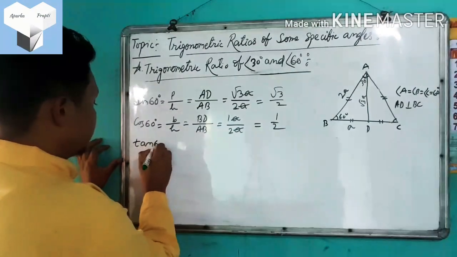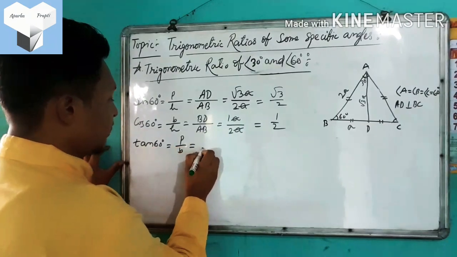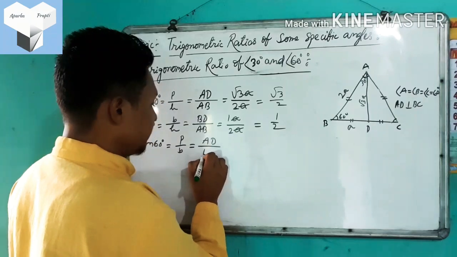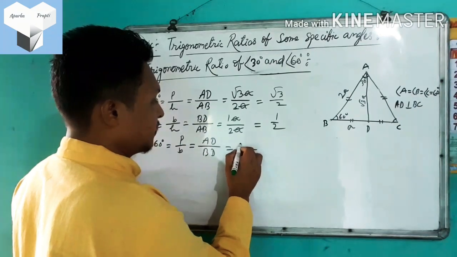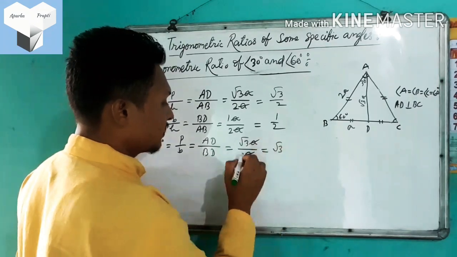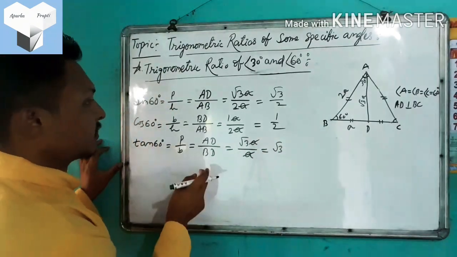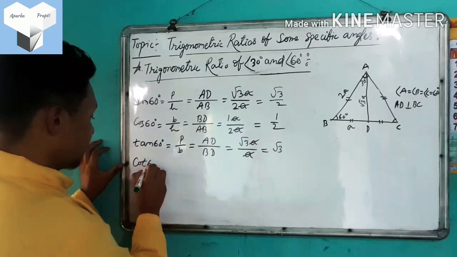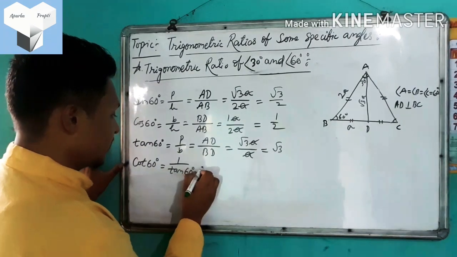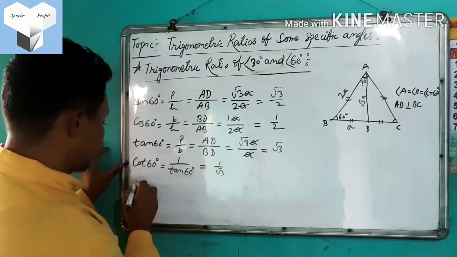Now tan 60 degrees is equal to P by B. Perpendicular P is AD, and base is BD. AD measures root 3 A, BD measures A. A cancels, then root 3. So cot 60 degree is the inverse of tan, it is 1 by tan 60 degree, which is 1 by root 3.